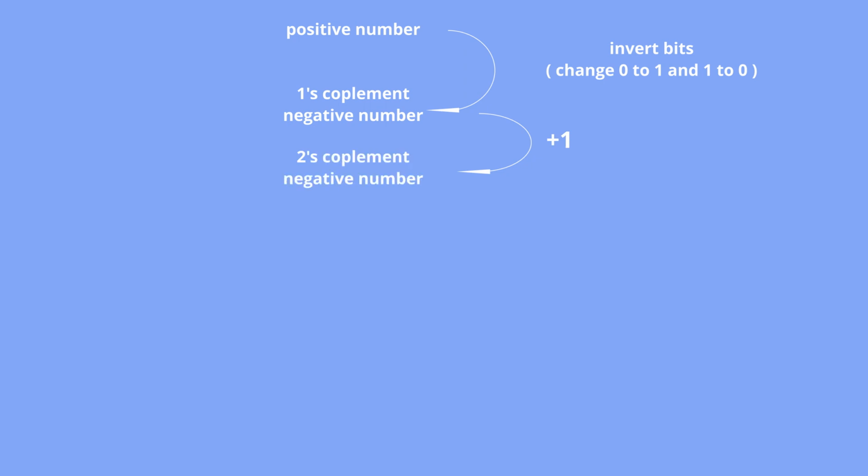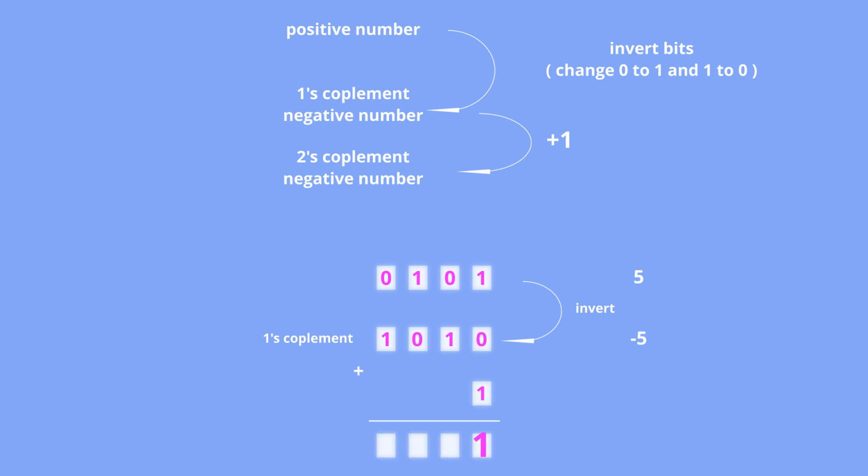For example, let's obtain negative 5 from positive 5. This is positive 5. Let's change all zeros to ones and all ones to zeros. As I said in the previous video, after this procedure, we get 1's complement representation. Now let's add 1 and we get 2's complement representation.